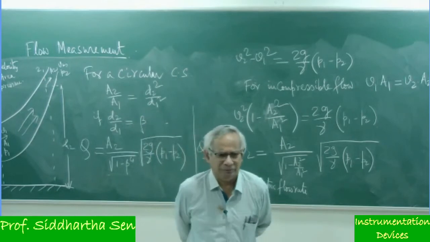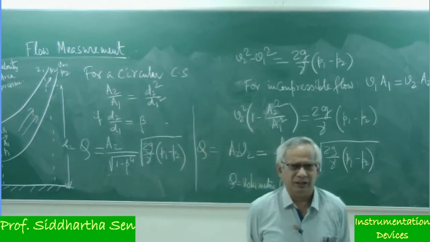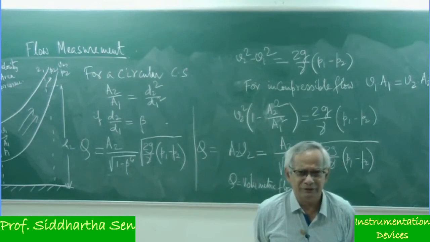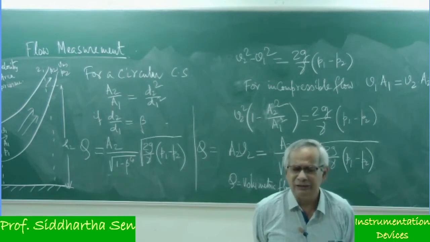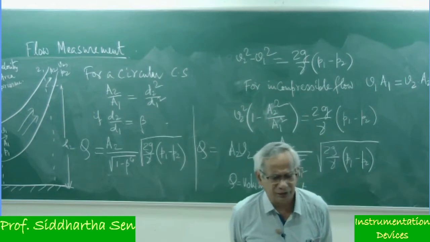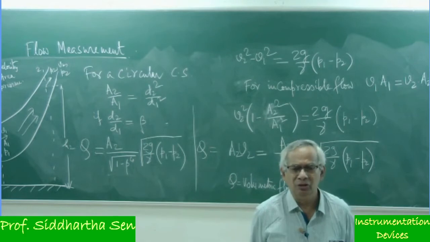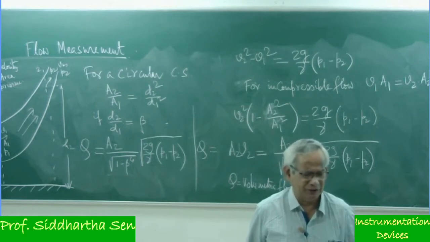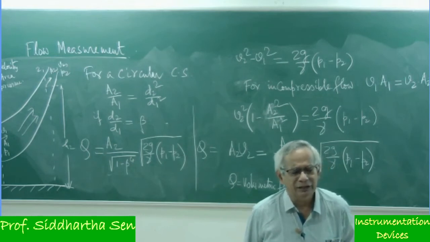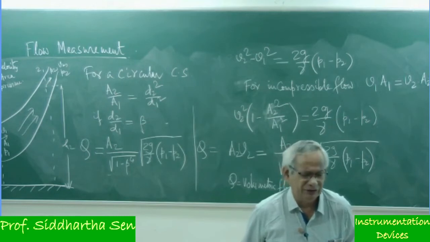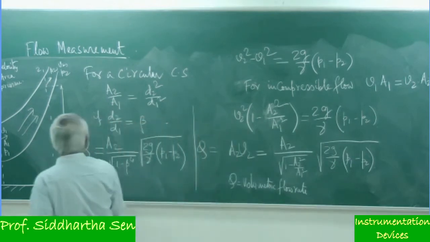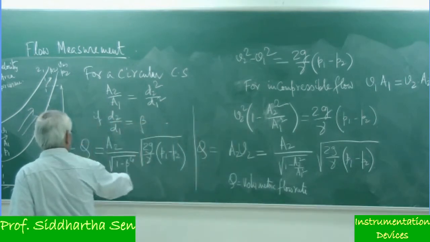In all obstruction type flow meters, the principle remains the same: create some obstruction in the flow path and measure the pressure difference created due to this obstruction. We can measure the pressure as well as the pressure difference using different diaphragm type techniques and other techniques also, and then, knowing the density, you can estimate the flow rate.